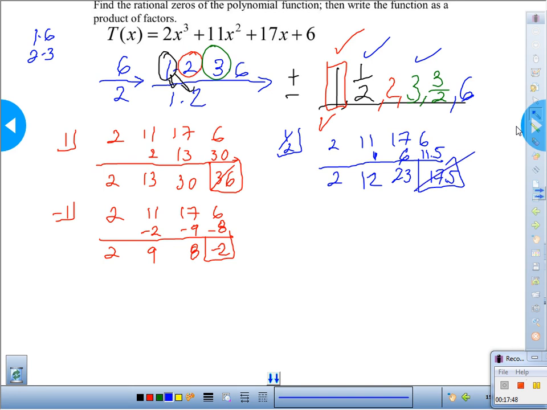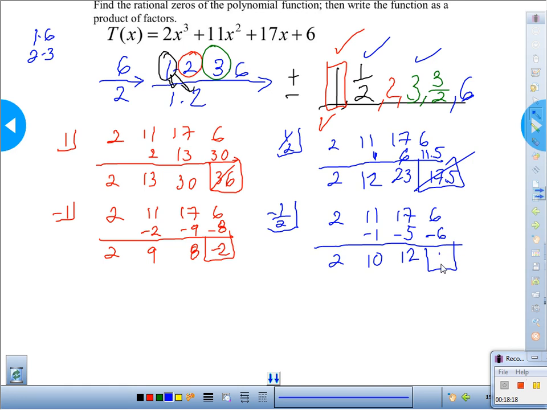So what do we test next? -1/2. 2, 11, 17, 6. Bring down the 2. What is -1/2 of 2? That's -1. Combine, that's 10. What is -1/2 of 10? -5. That is 12. What is -1/2 of 12? -6. And we found our 0.